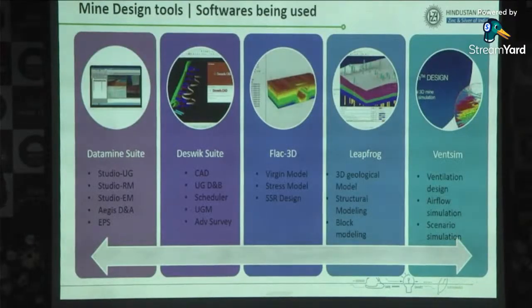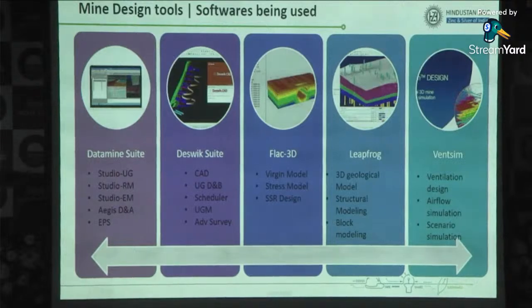These are some software we are using in our mine planning process. First is Datamine. In Datamine we have some versions that we are using: Studio UG, Studio RM, Studio EM, AGS for drilling and blasting, EPS for scheduling. So in Datamine we have 5 modules.